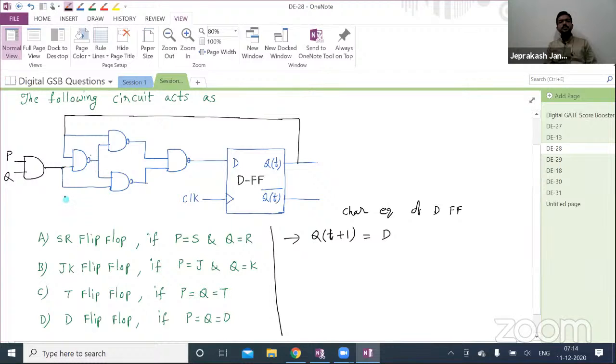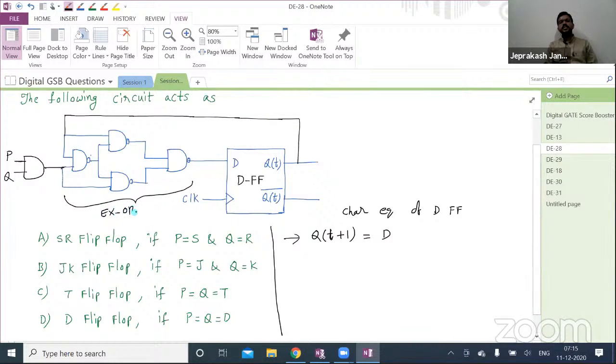Now just observe what this particular circuit is. This circuit diagram is nothing but which logic gate it represents, the overall circuit? Any idea? What is this combination? This one you can replace with one logic gate. What is that logic gate? XOR. Very good, Srinivas. It is XOR gate.